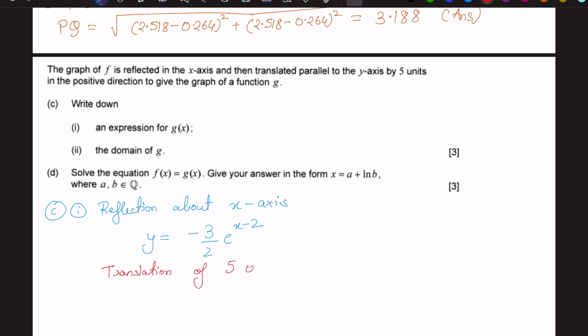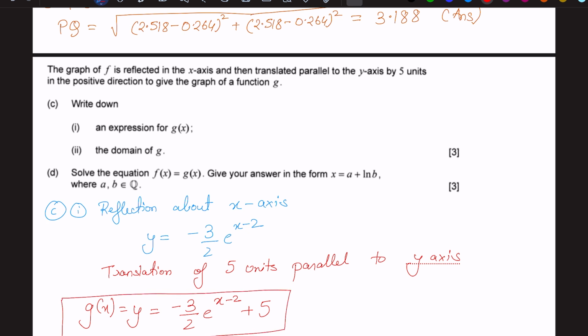A translation of 5 units parallel to the y-axis. This will be y equals, and this is your g(x) finally, minus 3 by 2 e to the power of x minus 2, plus 5. This is the equation of g(x), and this is the answer to part C1.